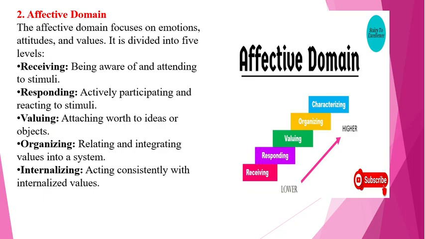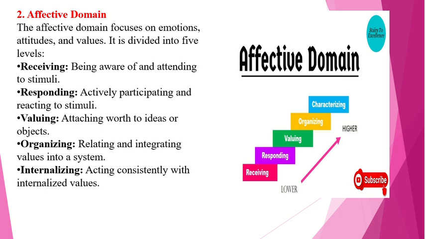Now, take a look at the affective domain. The affective domain focuses on emotions, attitudes, and values. It is divided into five further levels. The first one is receiving. Receiving basically includes awareness about and attending to a stimulus. The second one is responding. Responding includes actively participating and reacting to a stimulus.